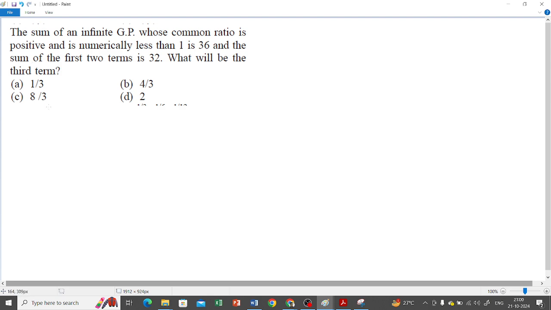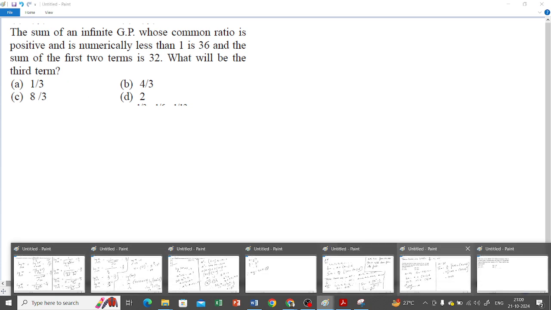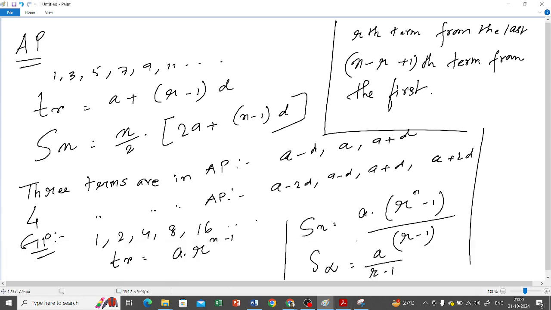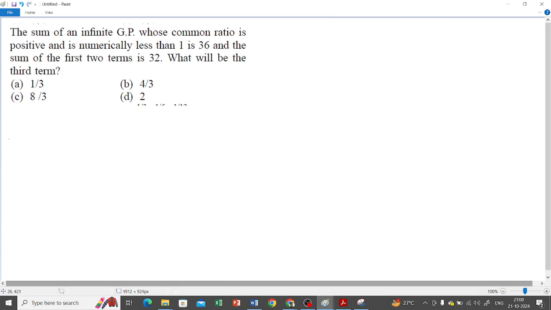Let me do this, because this is a sum of an infinite GP series. We just did it over here. This formula we have to use. Sum of an infinite GP series is A divided by 1 minus r, or r minus 1. So let me make it 1 minus r. The common ratio is positive and is numerically less than 1, so that is why I made it 1 minus r. So what is the sum?